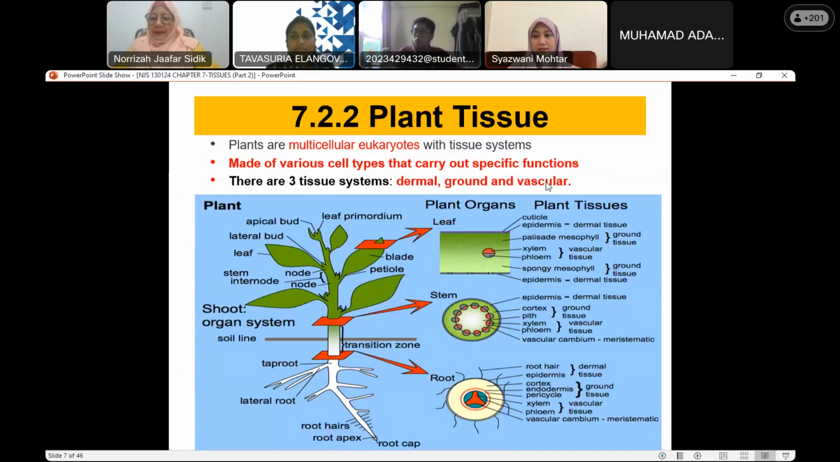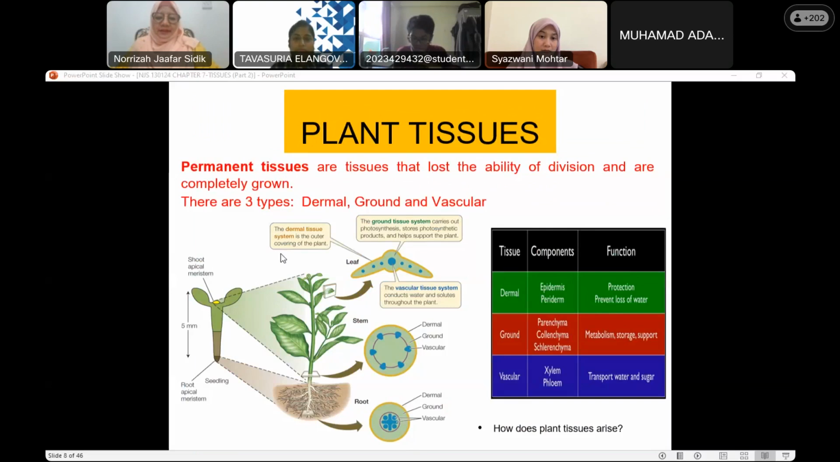If you look at the leaf here, you can see the ground tissue, the dermal tissue, and the vascular tissue. Even if you look at the stem, it also has the dermal tissue, ground tissue, and also the vascular. Same goes for the roots, which have dermal tissue, ground tissue, and vascular tissue.